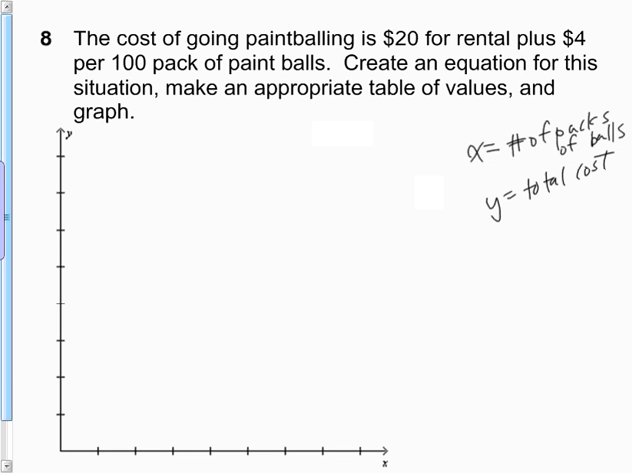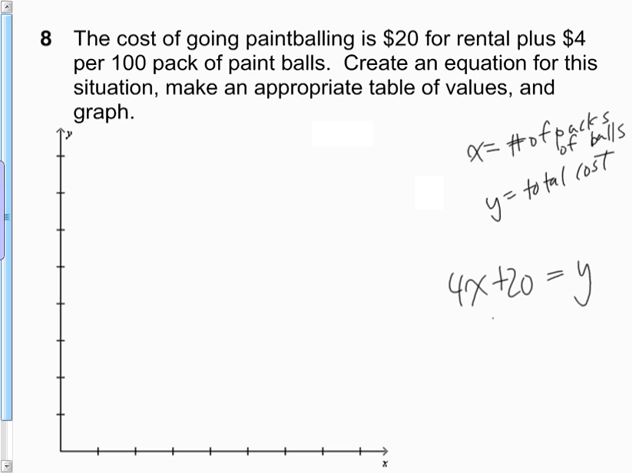So, the expression 4X, 4 times X, would mean $4 for every pack of balls. So if you bought 10 packs of balls, this would be $4 times 10 packs. The term 4X actually represents the cost of the paintball purchases. Now to that, you need to add a constant of plus 20 because you have to pay $20 regardless of how many packs of balls you buy. It's going to cost you $20 for rental of gun equals Y. See, the equation you should have been able to create is 4X plus 20 equals Y.